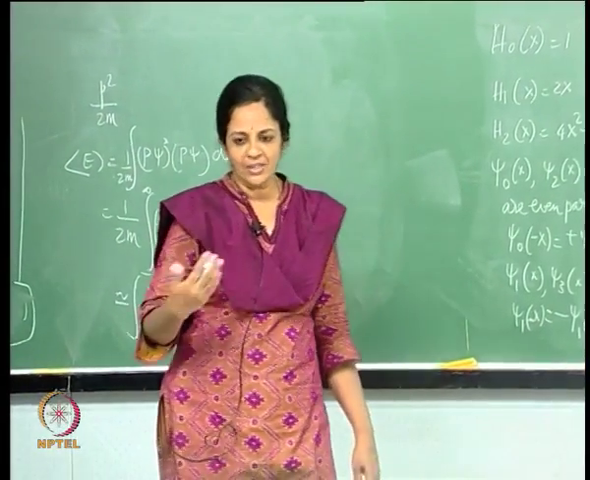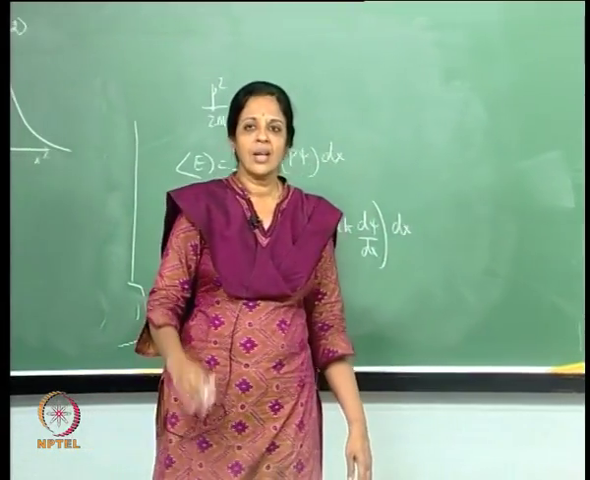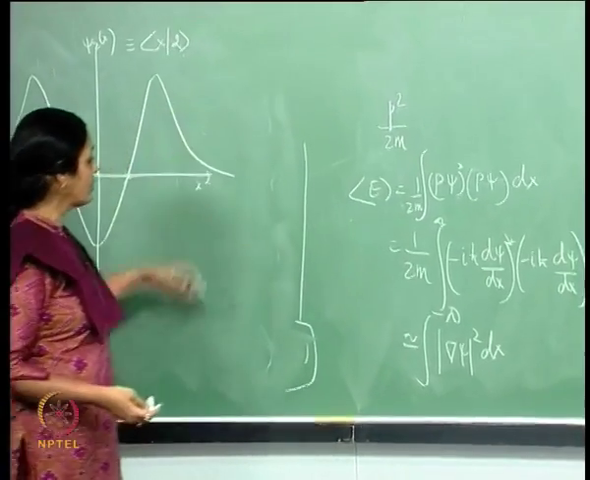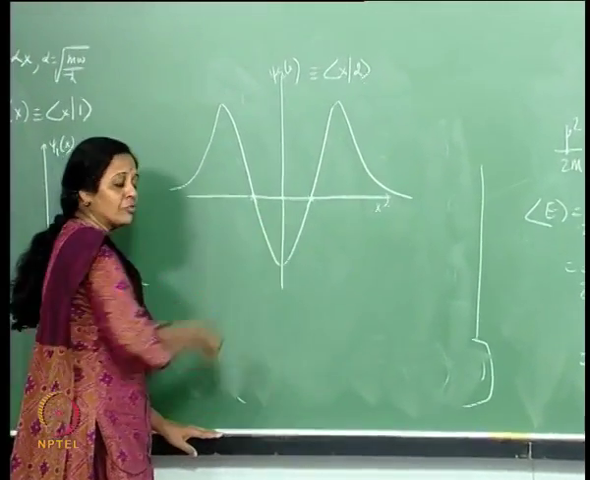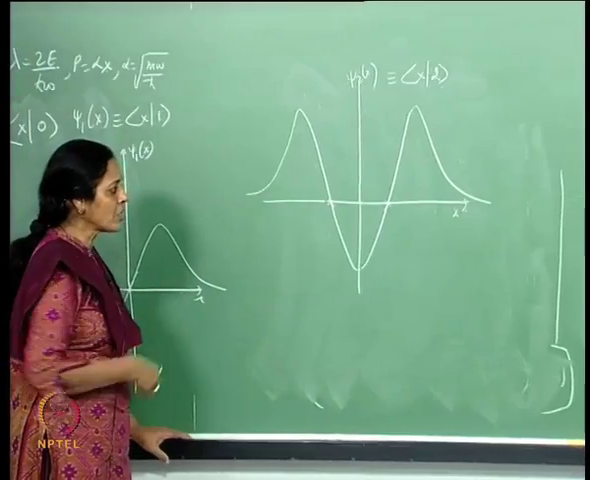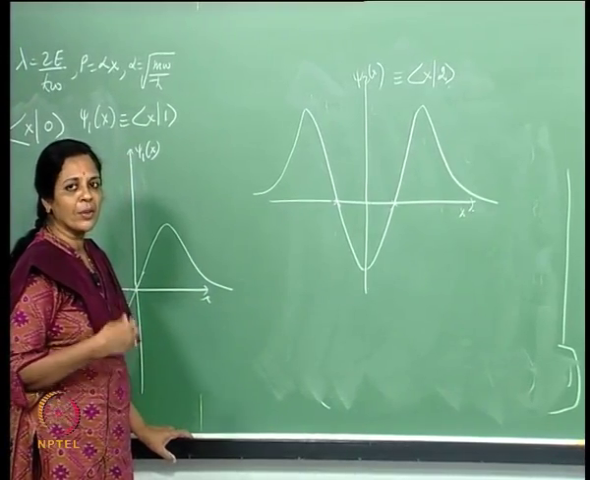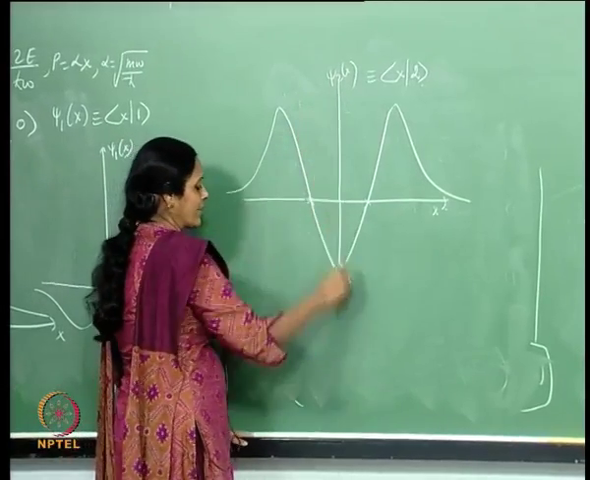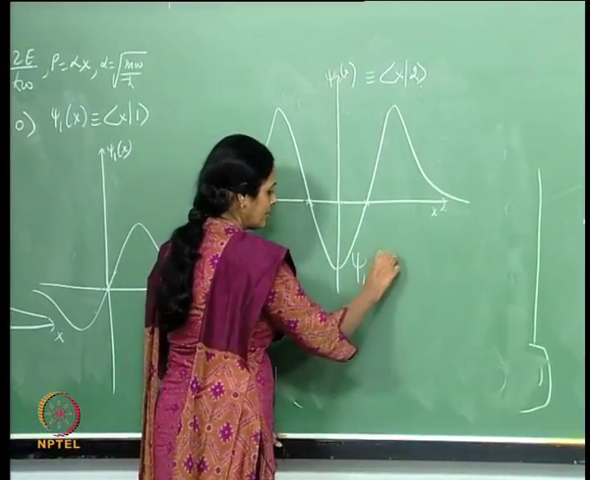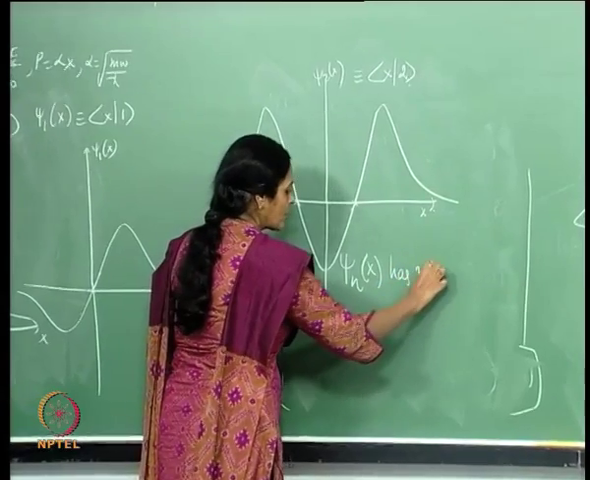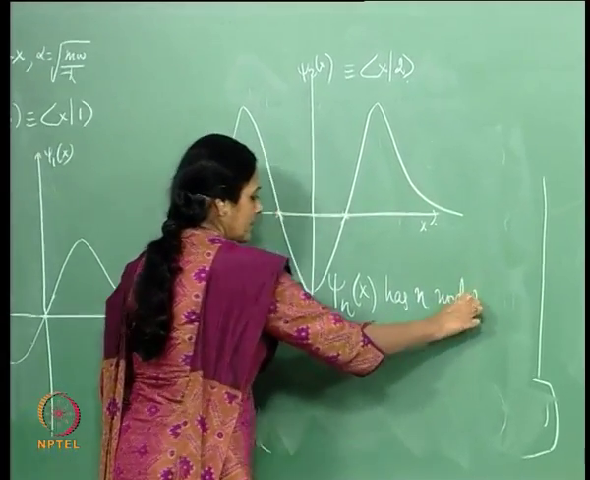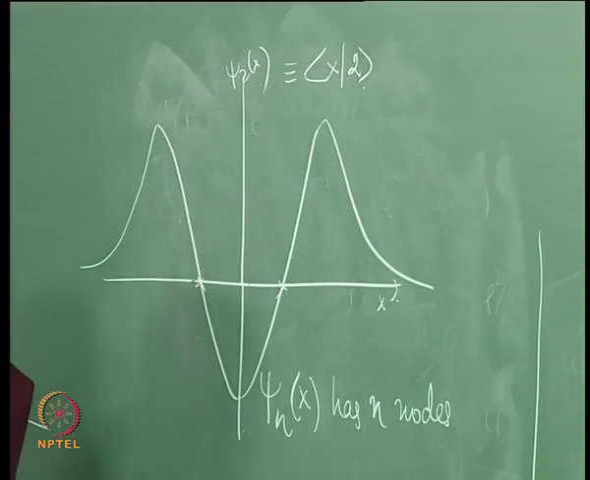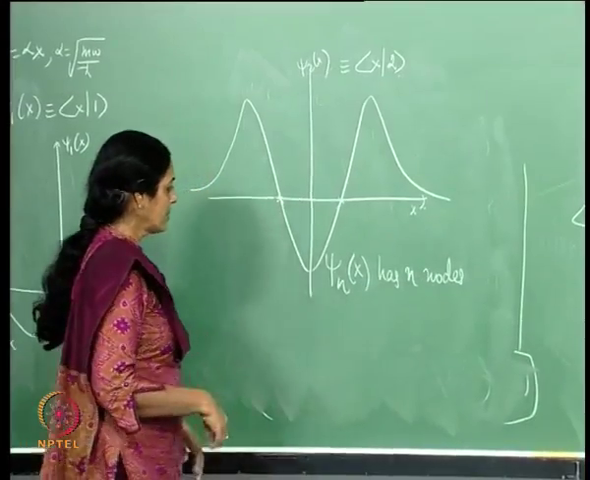The gradient operator brings in a larger contribution, and therefore as the energy levels increase, you find that the number of nodes increases. In the case of the oscillator problem, the number of nodes increases by 1. The nth excited state of the oscillator has n nodes. That means the wave function cuts the x-axis n times, and that is what you see here.